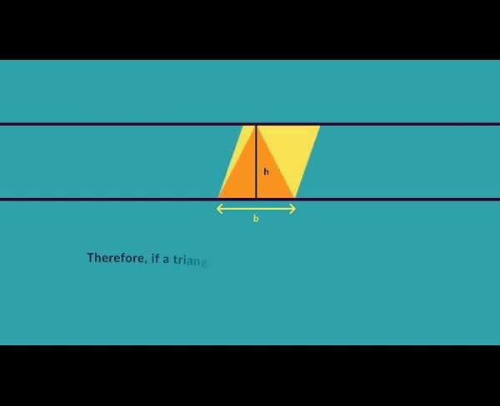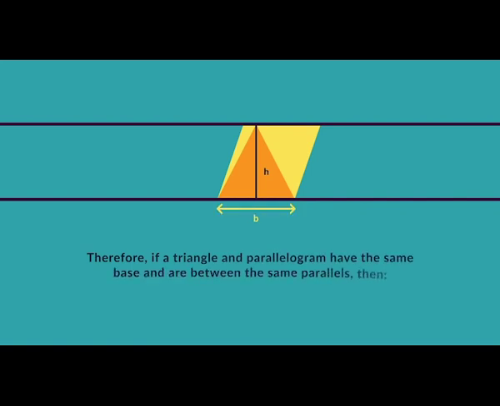So if a triangle and parallelogram share a base and are positioned between the same set of parallel lines, then the area of the triangle will be exactly half the area of the parallelogram. Easy!